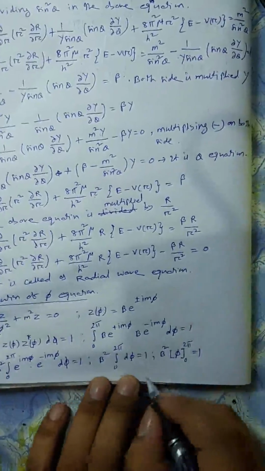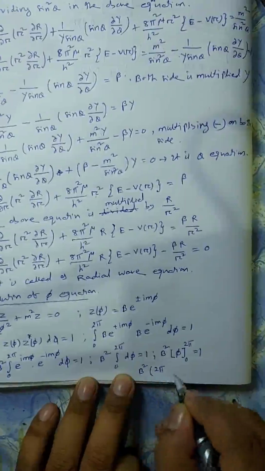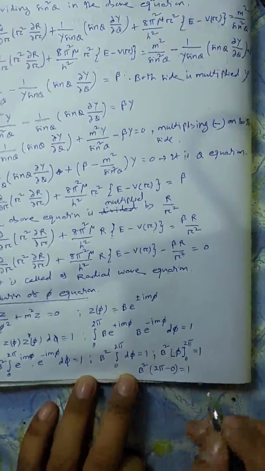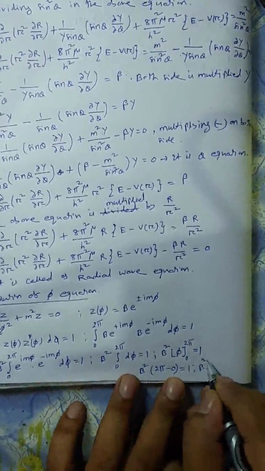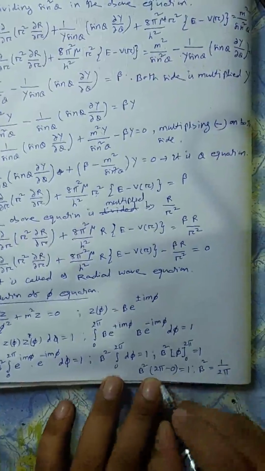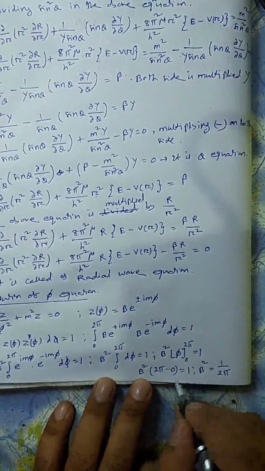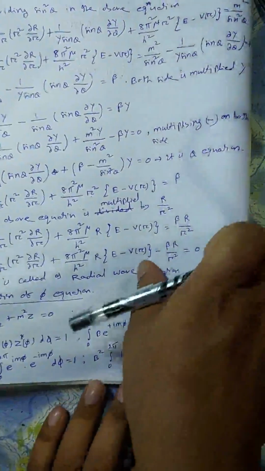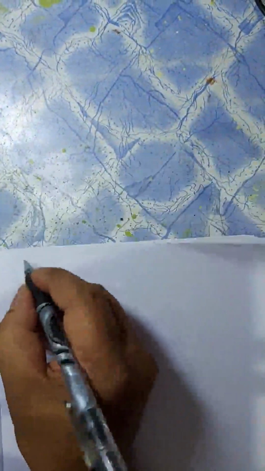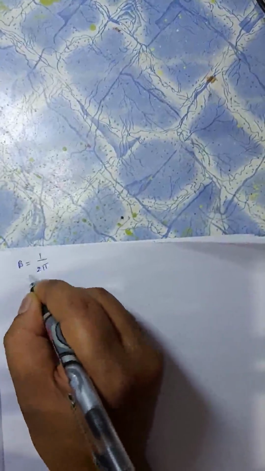That means b square, upper limit first, 2 pi minus 0 is equal to 1. 2 pi minus 0 is equal to 2 pi. That means b square times 2 pi is equal to 1. So b square is equal to 1 by 2 pi. Then b is equal to the square root of 1 by 2 pi. I already did this in the rigid rotator.